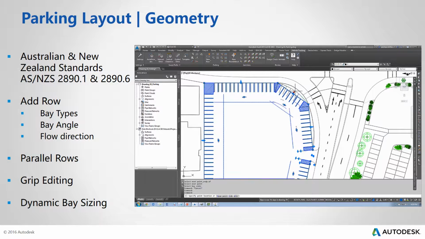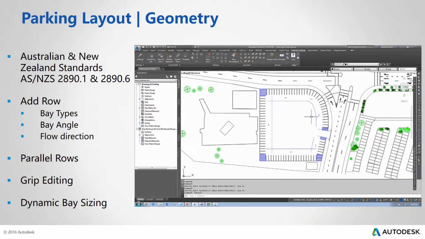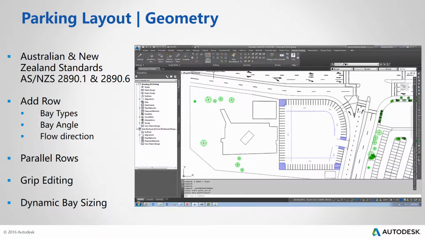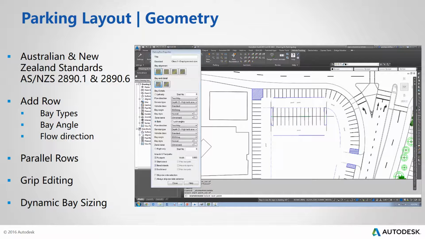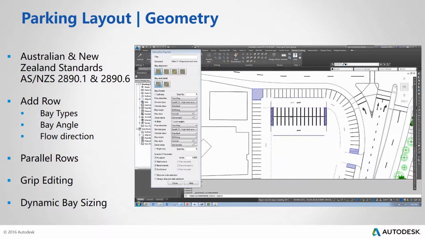Editing options are available as well, as you can make changes to the layout. You see the dynamic nature of the objects as well as the adherence to the design standards. Plus, you can define your own standards or check your designs against the ones that ship with the product. Note that the Australian and New Zealand standards AS/NZS 2890.1 and 2890.6 are available.